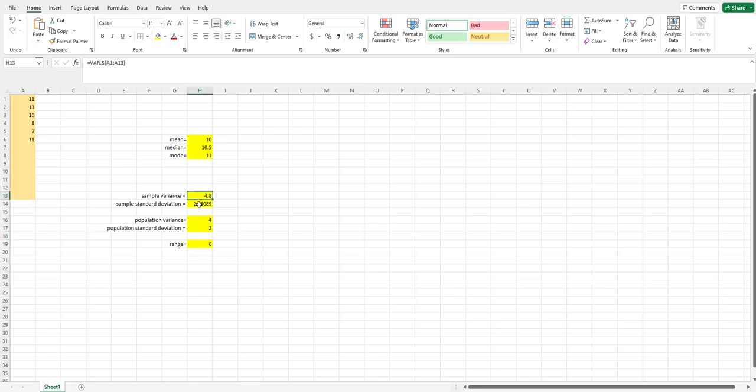If you put your mouse over each one of these cells, it'll show you what command was used. If you look up here in this box, it'll show you. So for the first one, for the sample variance, you use VAR.S. The S stands for sample. Same thing for standard deviation, STDEV.S. For the population, it has a .P: VAR.P and STDEV.P. Once again, the range is the smallest value subtracted from the largest value. So it's max minus the min. And that's what you see in this box for the range.